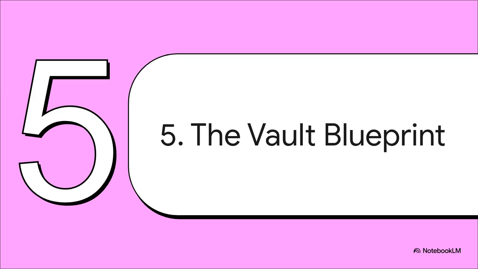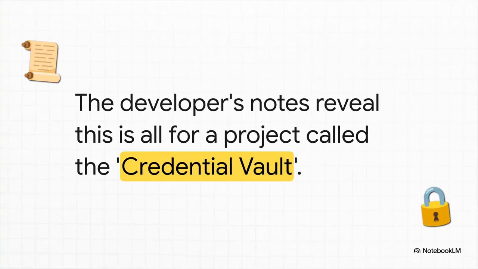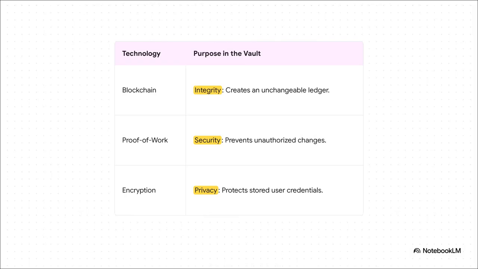But our story doesn't end there. This single domain fix was just one small piece of a much larger, more ambitious blueprint. When we dug a little deeper into the developer's notes, we found the name of the whole project, the Credential Vault. This whole exercise was a proof of concept for a new way to manage our digital identities securely. So the Vault's blueprint combines three core technologies. First, you've got blockchain for that unchangeable public ledger. Second, proof of work. Yep, the same security model as Bitcoin to prevent unauthorized changes. And finally, strong encryption to keep all the user's private data completely private.